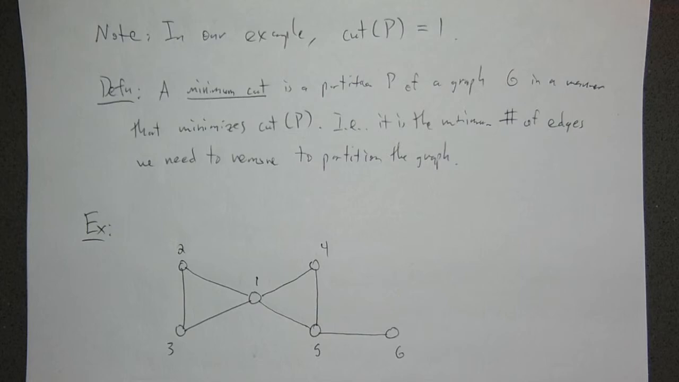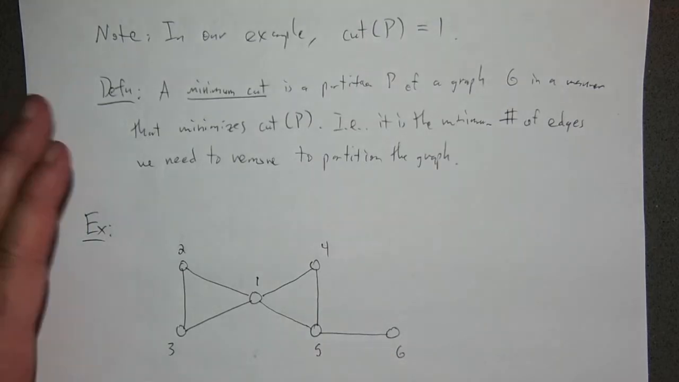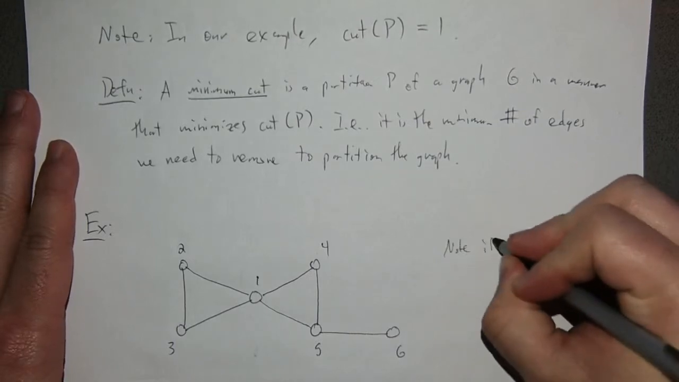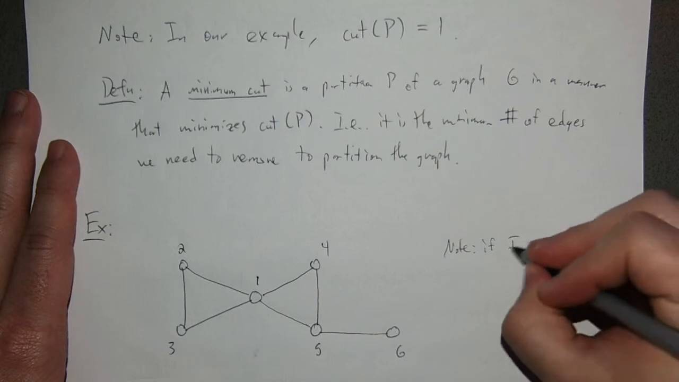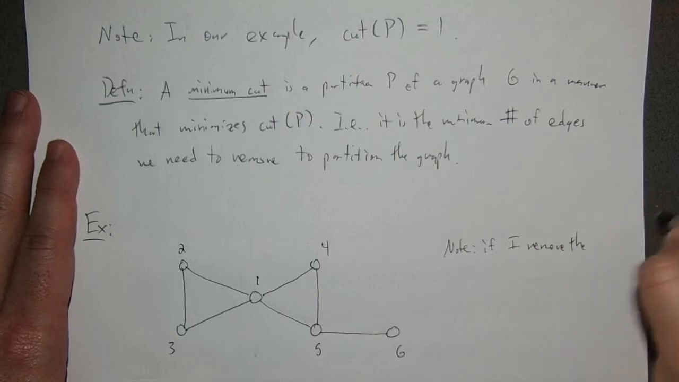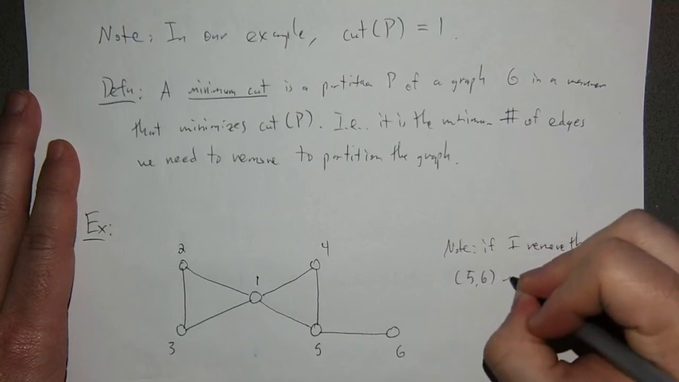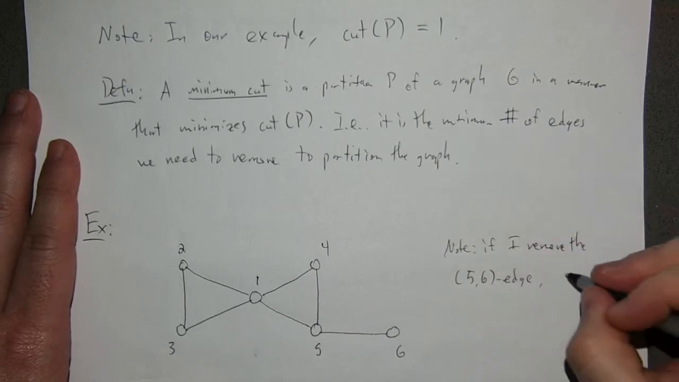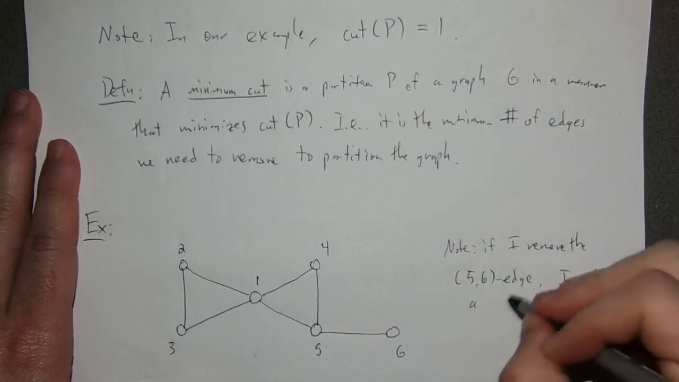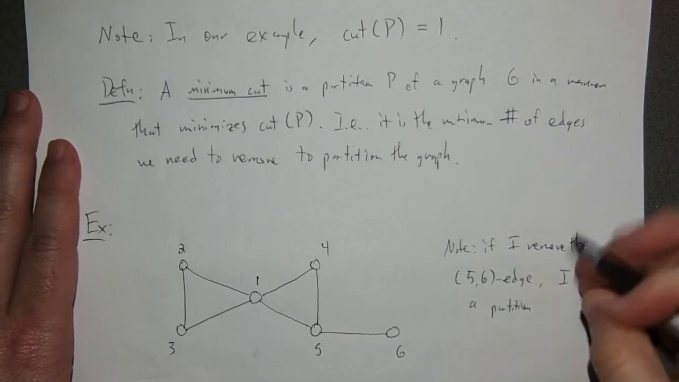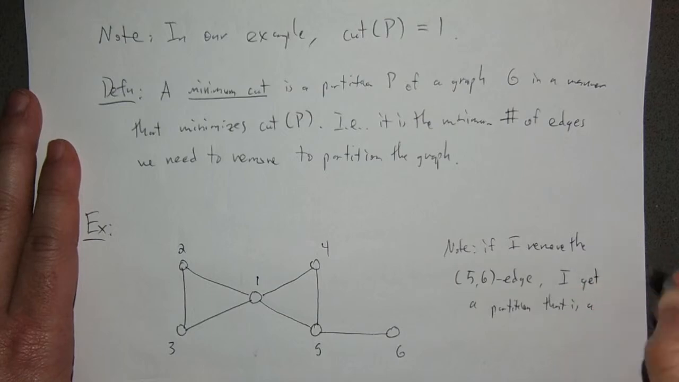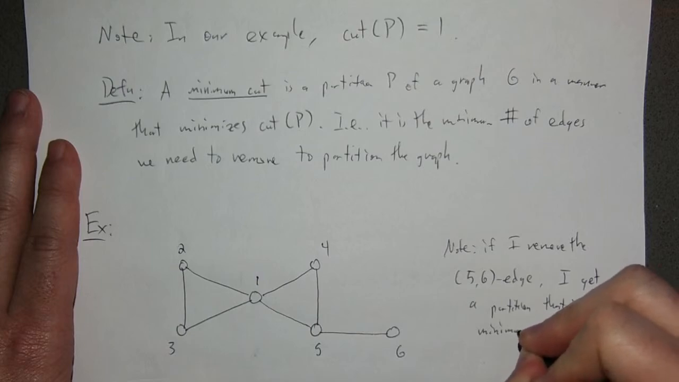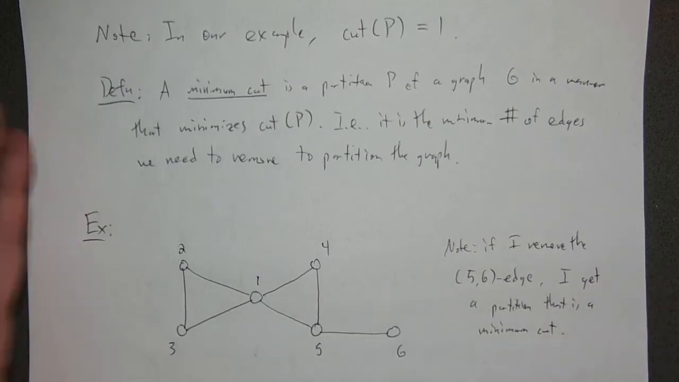Well, if I have no guidance as to what my 2 pieces need to look like, I could always do something silly here and just remove the 5, 6 edge. All right, so note, if I remove the 5, 6 edge, I get a partition that is a minimum cut.